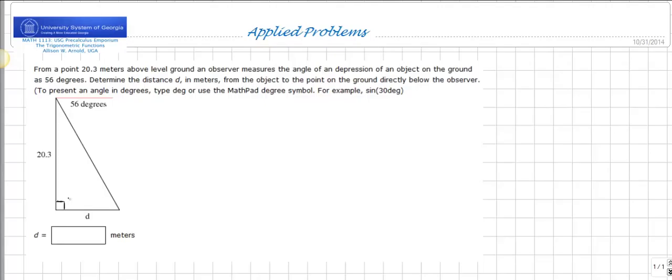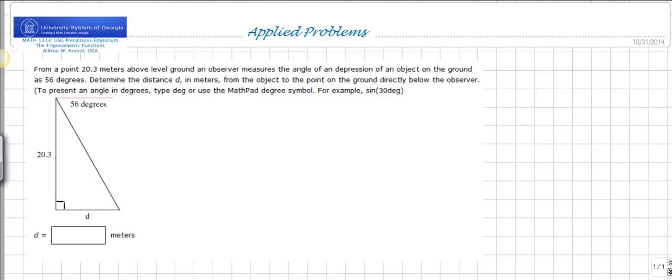The problem here is from a point 20.3 meters above level ground, an observer measures an angle of depression of an object on the ground as 56 degrees. Determine the distance d in meters from the object to the point on the ground directly below the observer. And you are allowed to use symbolic entry. So for example, if you want to type sine of 30 degrees, you can use the degree symbol, or you could do the DEG notation that you've become accustomed to using.